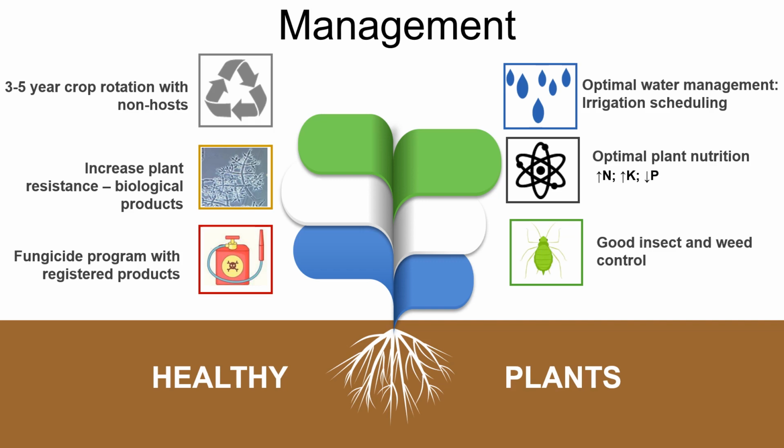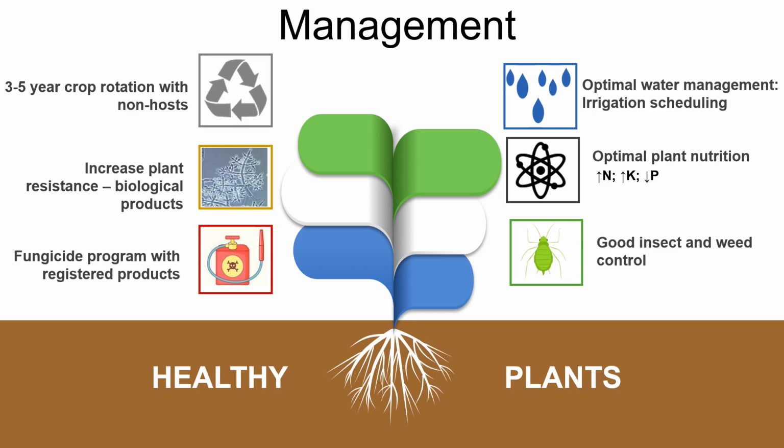Increase the plant's resistance. This can be done by various different biological products such as plant growth promoters and various other products that are available to actually stimulate the plant's own resistance to be triggered. A fungicide program with registered products should be followed, and I'm going to discuss that in the next slide.